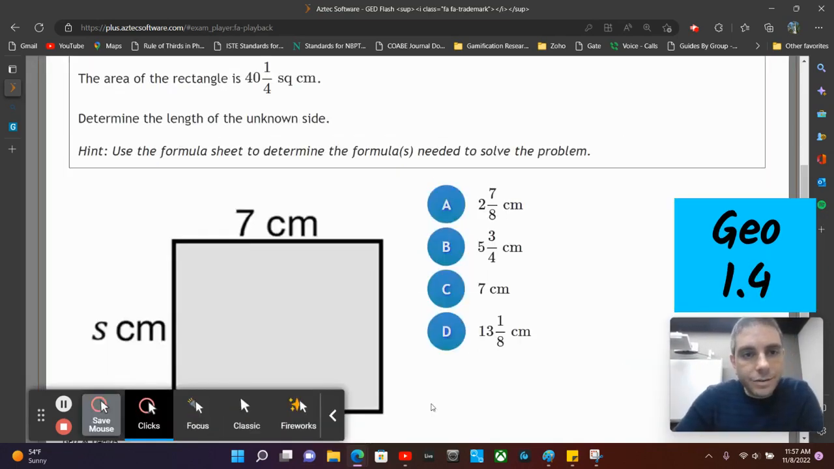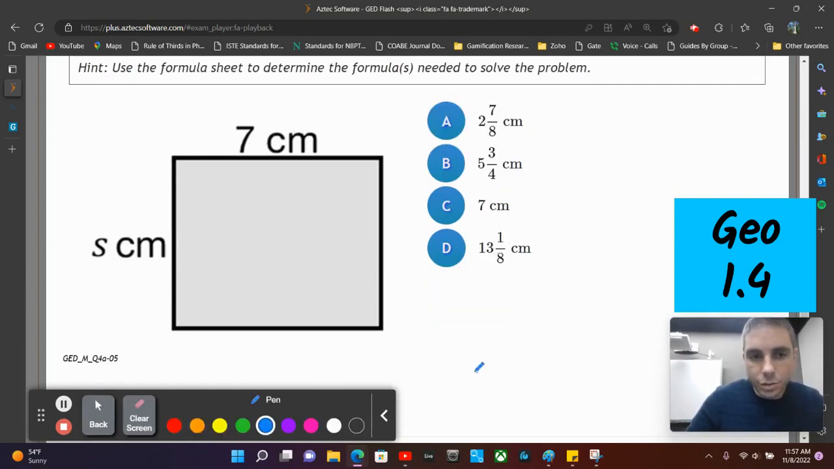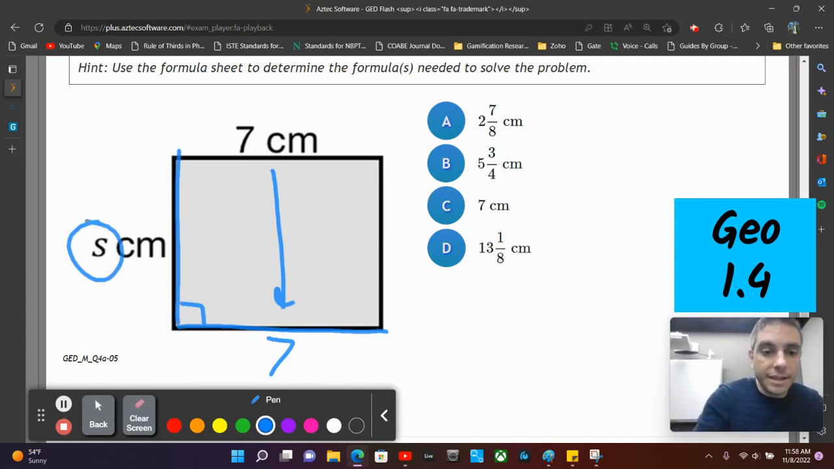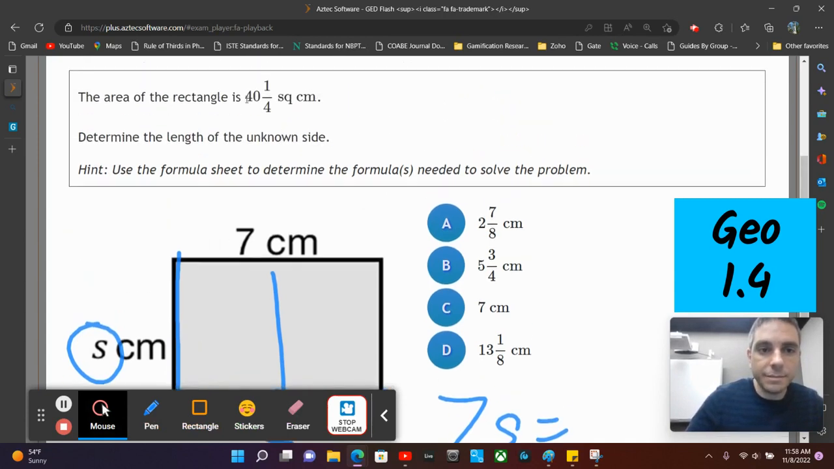The area of the rectangle is 40 1/4 square centimeters. Determine the length of the unknown side. The total area of this shape involves taking the measurement of this side, which is just 7, and timesing it by the side which forms a 90-degree angle with it, which is this side here labeled S. We don't know this side measurement, but if we were to multiply those two things together, 7 times S, it would equal the area. Now they do give us the area measurement in total, which is 40 1/4.